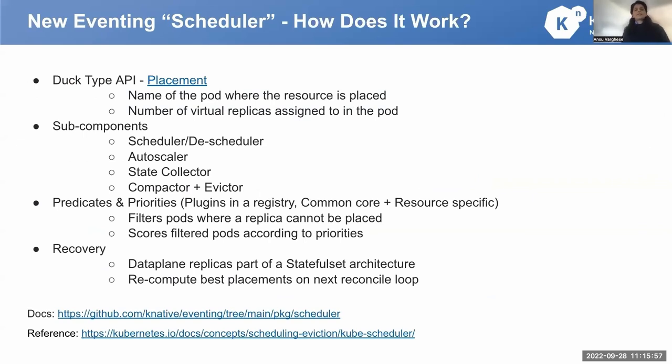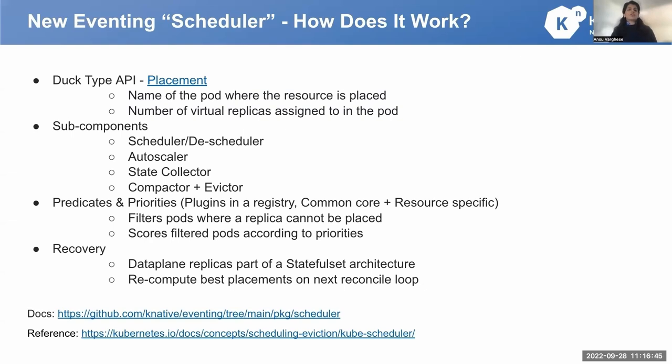Next slide. Let's discuss a bit further the technicalities of the scheduler's implementation. First is a placement duck type object, which is the outcome resulting from the scheduler doing its job. It's implemented as a duck API type. In familiar terms, it's like dynamic typing for dataplane architectures. These placements store the name of the pod where the replica is placed, and also the number of replicas assigned to that particular pod. Now, the subcomponents of the scheduler include the scheduler itself and the pod autoscaler, which increases the number of dataplane pods when there are more replicas to be scheduled.